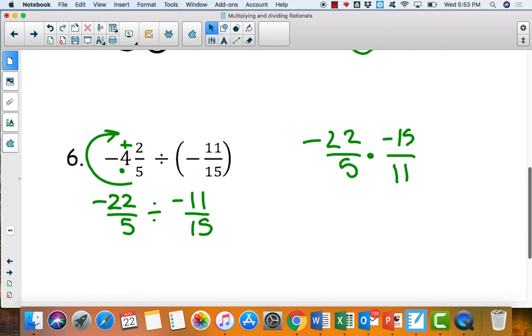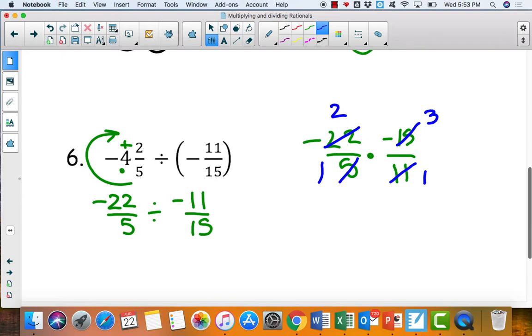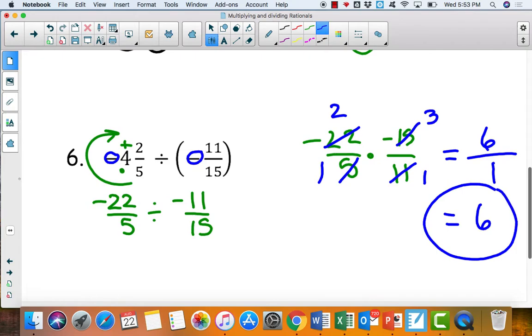And I'm going to go ahead and cross-reduce. 11 will go into itself 1 time. 11 will go into 22 2 times. 5 will go into itself 1 time. 5 will go into 15 3 times. 2 times 3 equals 6. 1 times 1 is 1. A negative times a negative is a positive, or I have 2 negatives, the same sign. My final answer is just the whole number 6.